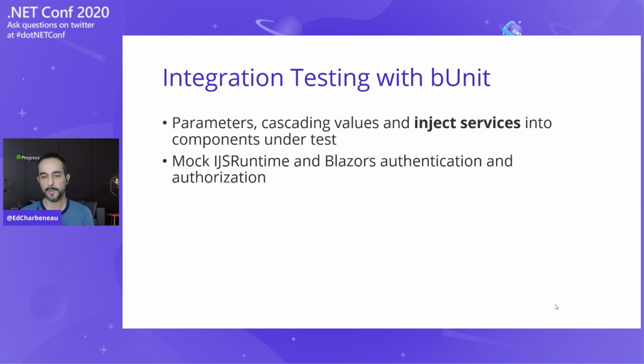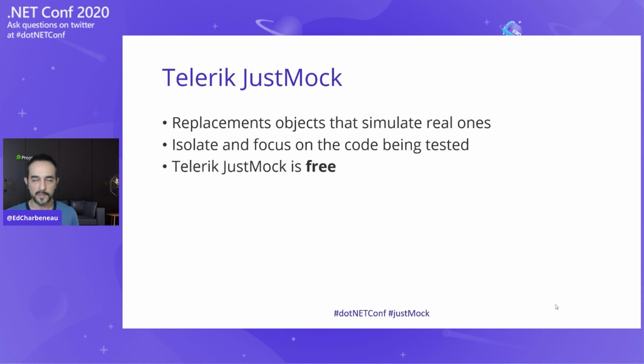What's nice is with bUnit, we can pass in parameters, we can accept cascading values, we can inject services as if it is an entire Blazor application running. And we can use those with our component under test. For this, I'm going to use some mocking. We're going to mock the IJSRuntime. We can mock authentication and things like that as well. And for mocking, I'm going to use Telerik JustMock.